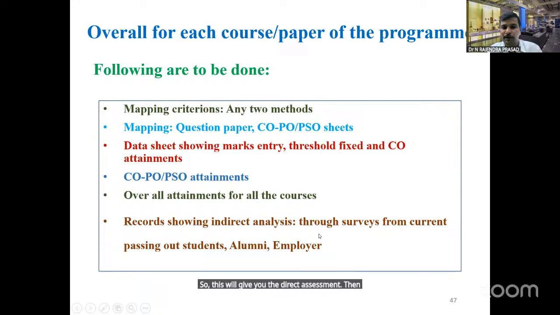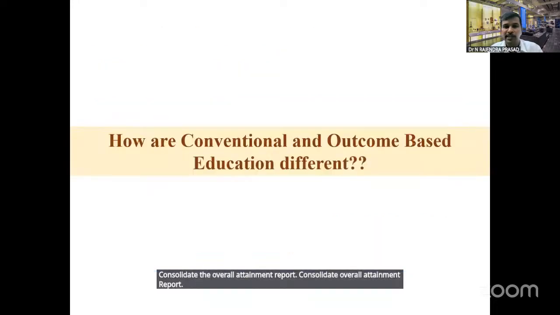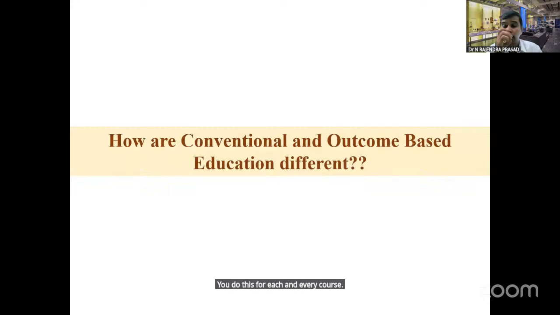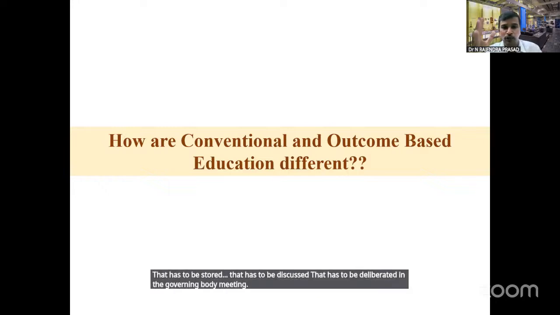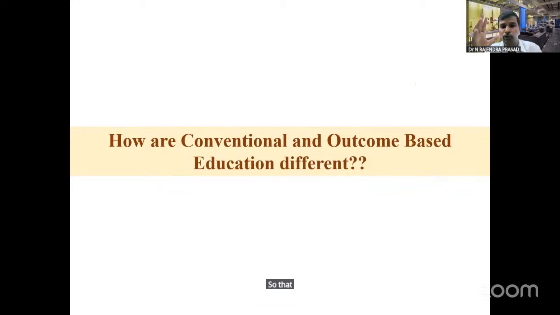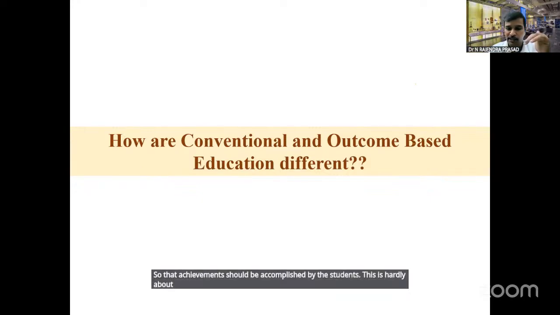Then you do the indirect assessment, indirect analysis, consolidate the overall attainment report. You do this for each and every course. So you will get the outcome-based education assessment report that has to be stored, that has to be discussed, that has to be deliberated in the governing body meeting, governing council meeting, that has to be brought to the notice of your management so that achievements should be accomplished by the students. This is all about the outcome-based education.